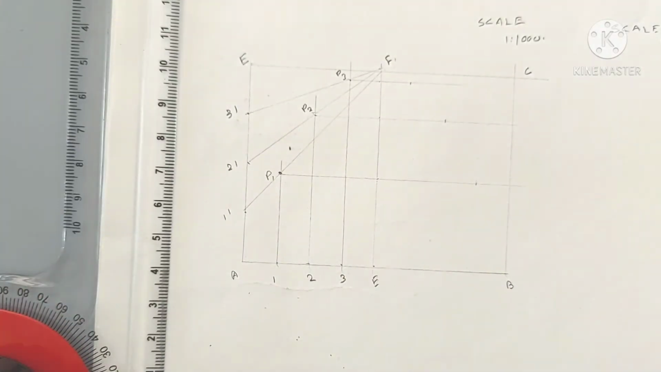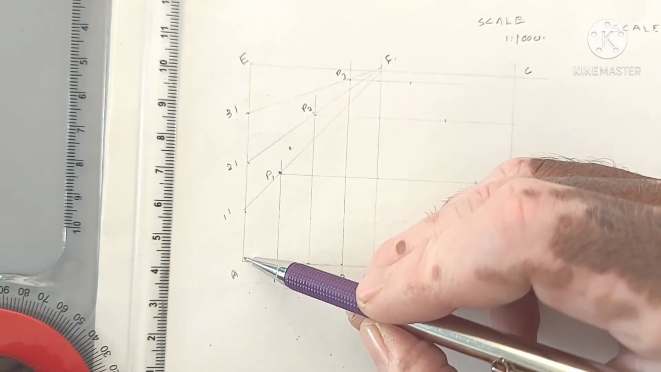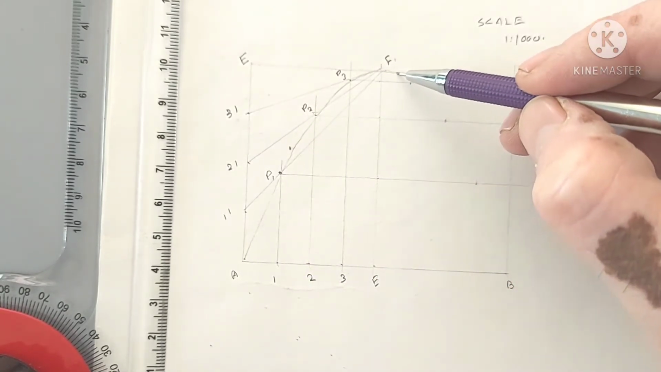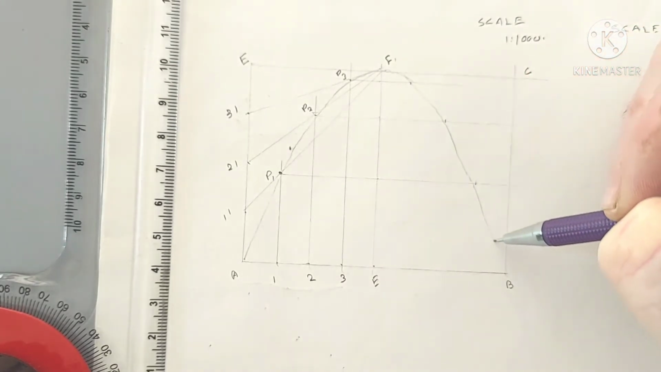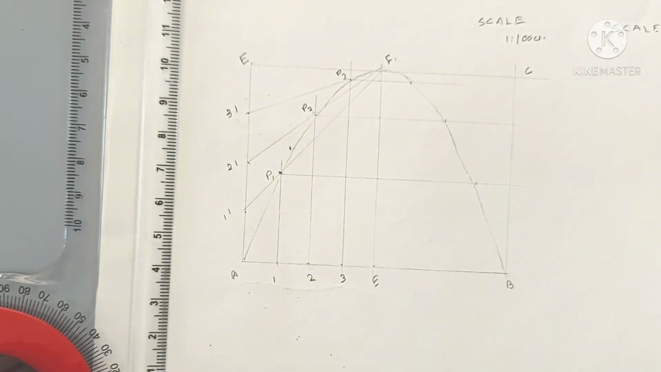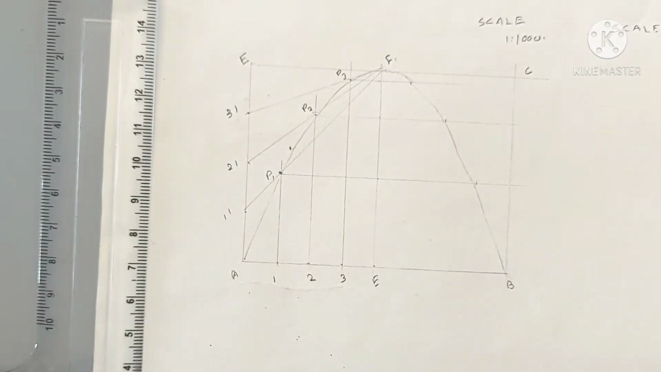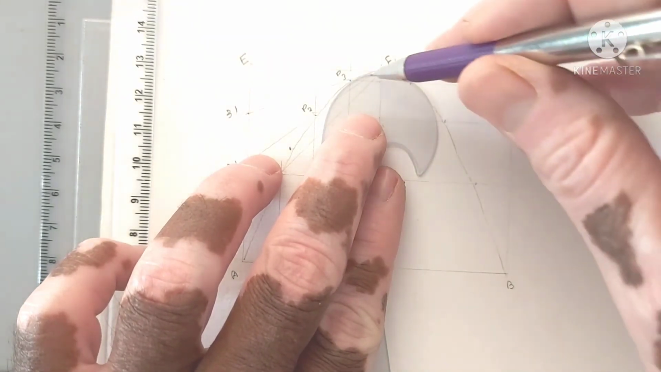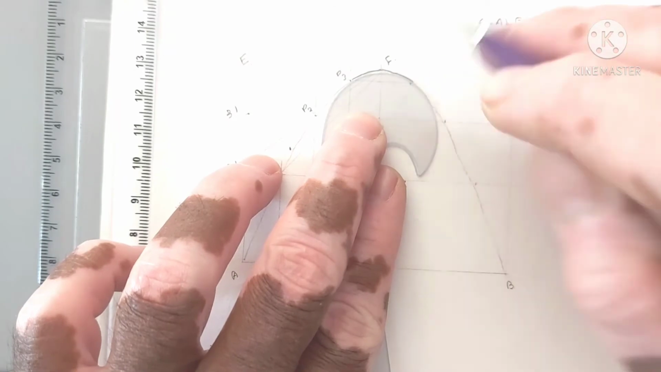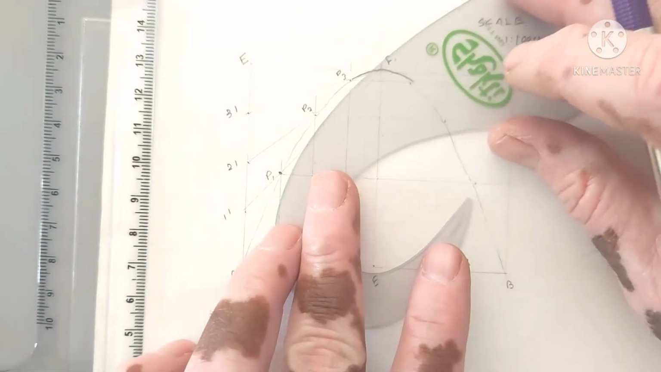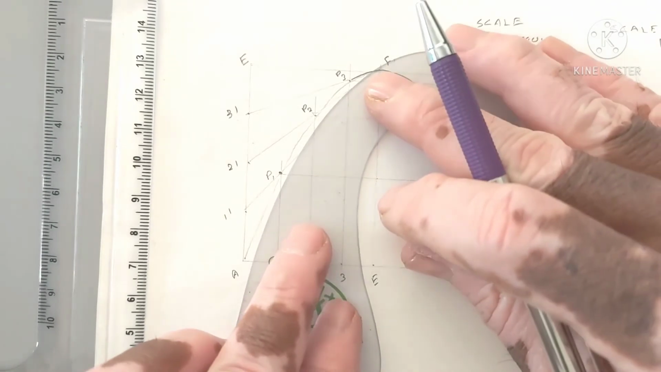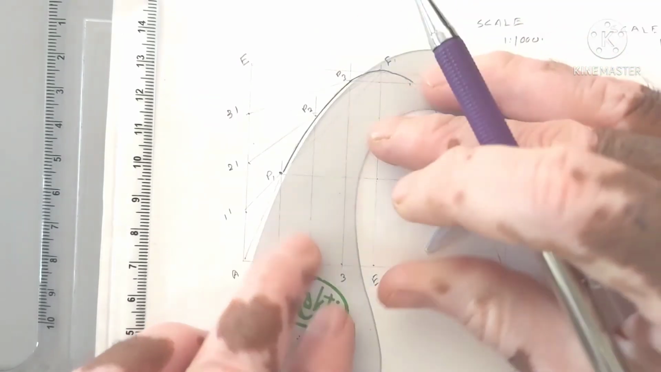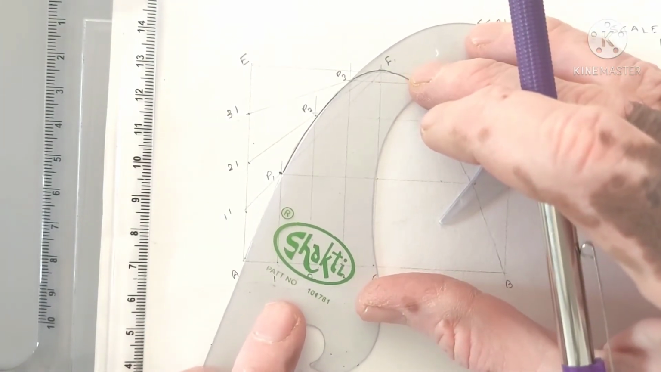So join these points with the help of a French curve. Means the ball will start from A, it will travel like this, reach maximum height and come down. As you know the French curve rule is that at least 3 points are to be joined. So I am joining these 3 points first, the top 3 points, then these 3 points, and this 3 points.